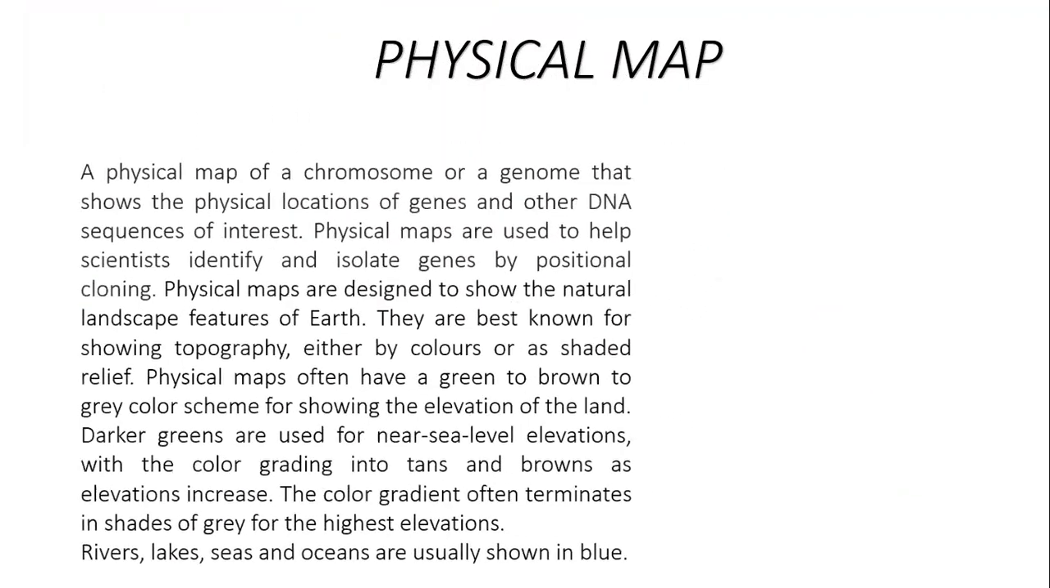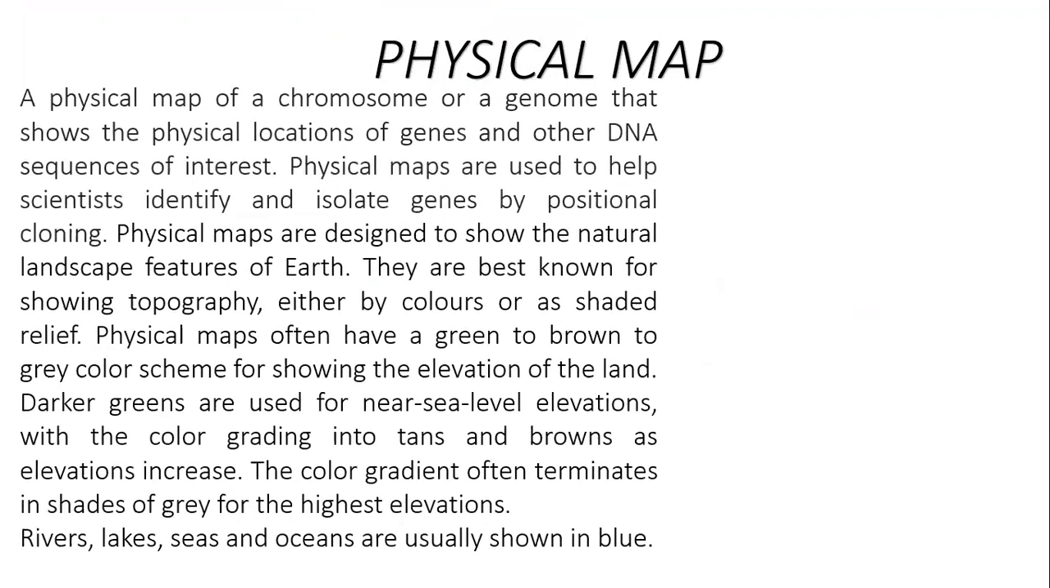Physical map. A physical map of a chromosome or a genome shows the physical location of genes and other DNA sequences of interest. Physical maps are used to help scientists identify and isolate genes by positional cloning. Physical maps are designed to show the natural landscape features of the Earth. They are best known for showing topography, either by colors or as shaded relief.